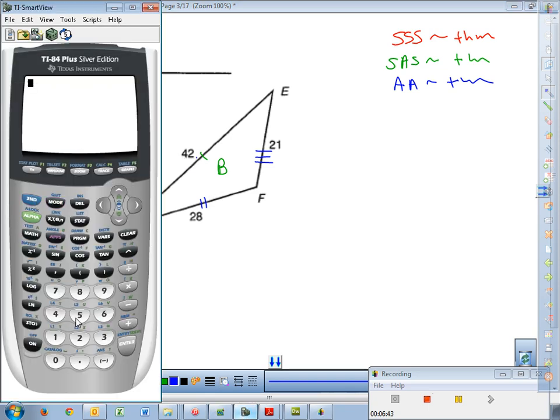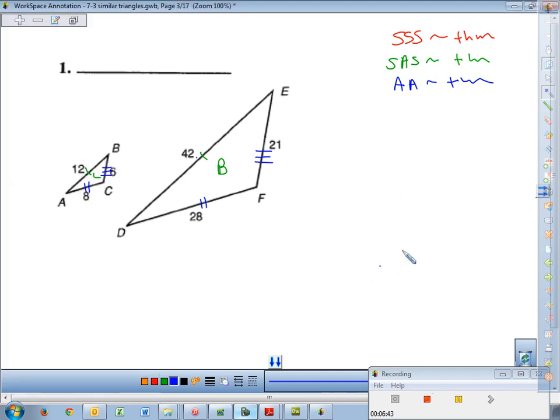42 divided by 12. What do you get? 3.5. You can have a decimal. We're not going to set up a proportion. Just what did your calculator tell you? Didn't it tell you 3.5? Right? If you get 3.5 back again and again, then we're good to go. Make sense? So, what do you want to try next?